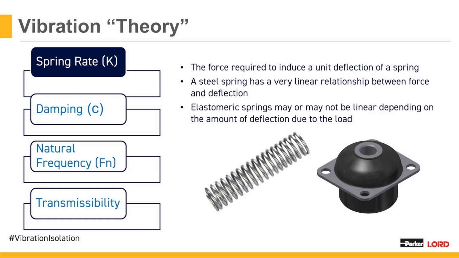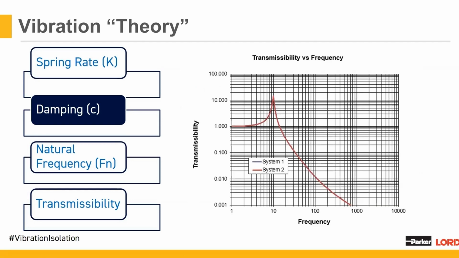So when we design a system, we typically like to operate within that linear range of the elastomer so the results are more predictable. And as we get more details of an application, we can design the mounts around that. The next item we look at is damping.